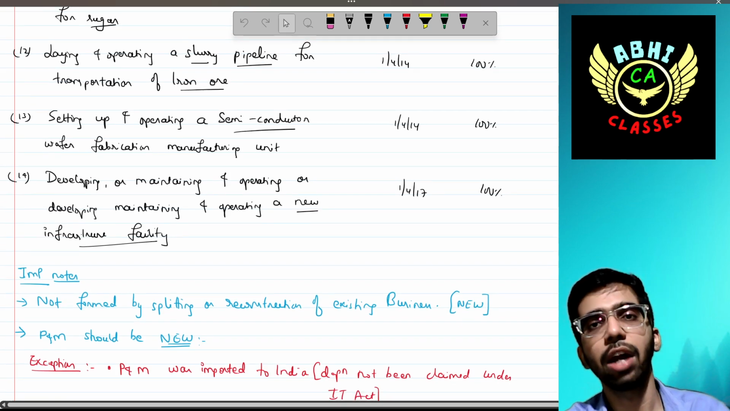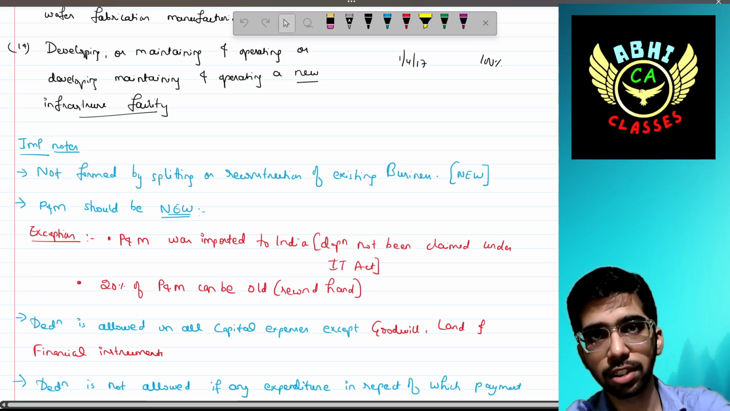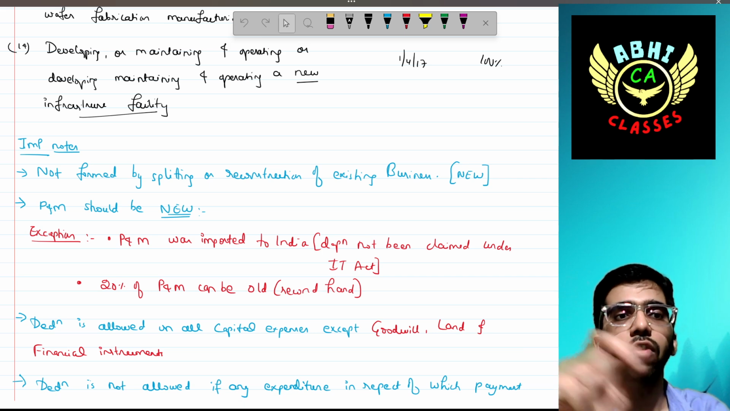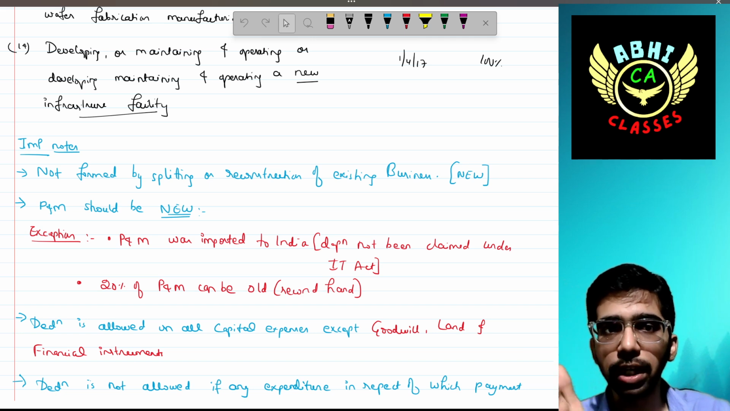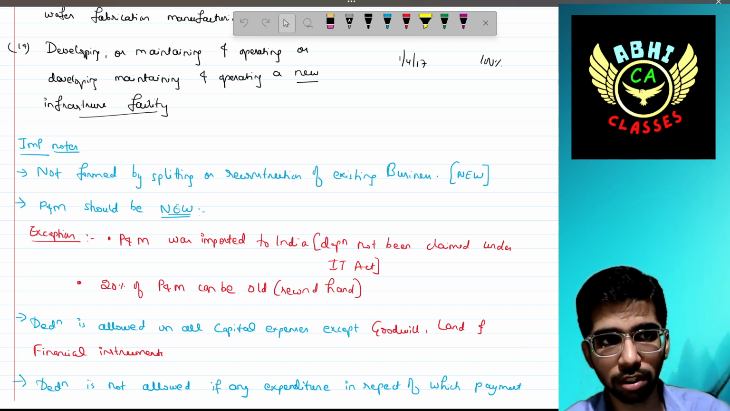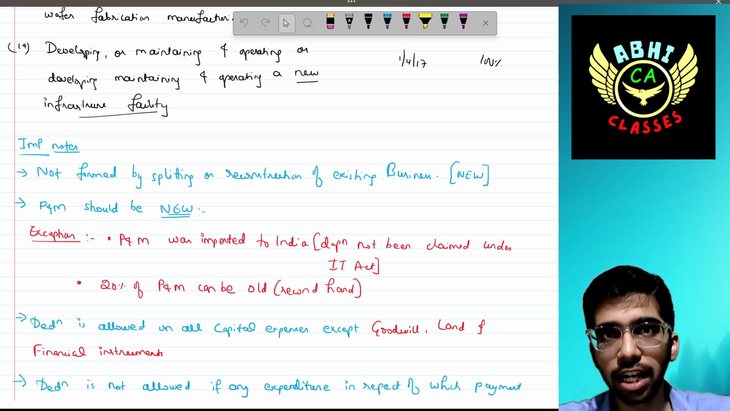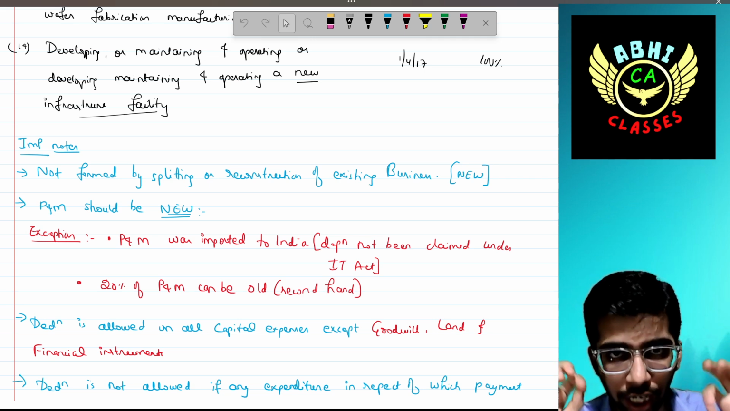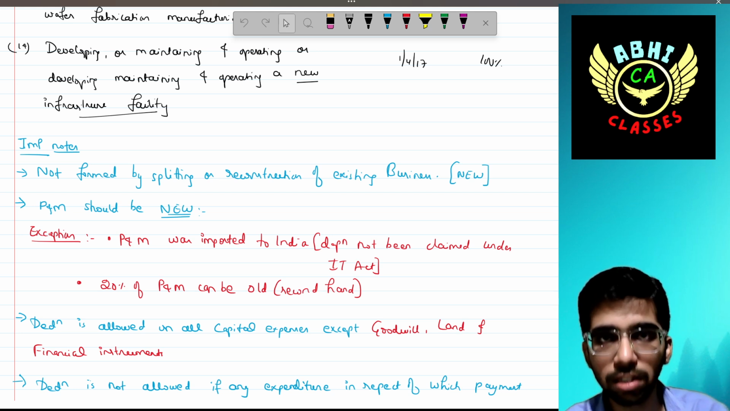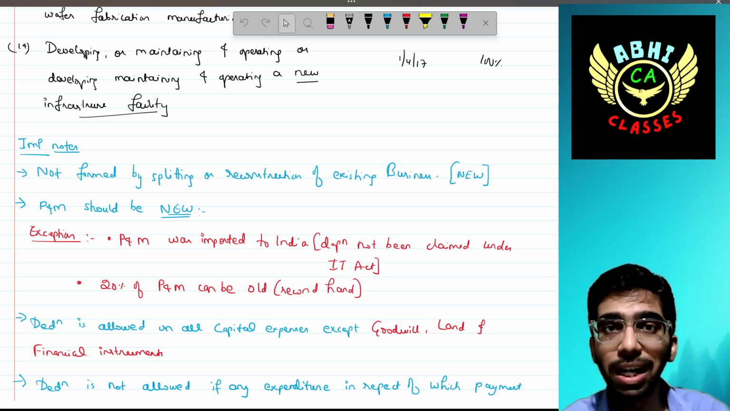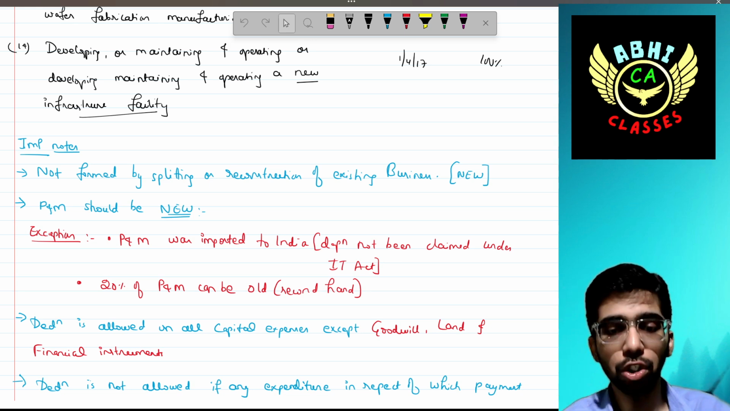Once again, go through the same. But there are some key important points with respect to the special business deduction concept. The business should not be formed by splitting up or reconstruction of an existing business, otherwise the deduction would be nil. Even though you are actually eligible under the special business, if your business is reconstructed or split, then this deduction would be nil. The business should be new.